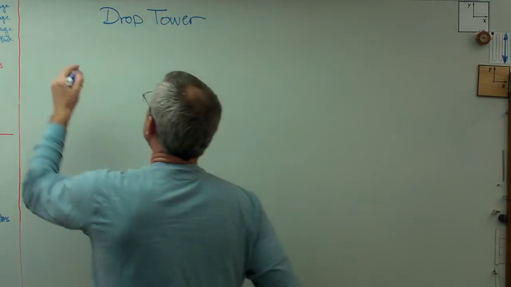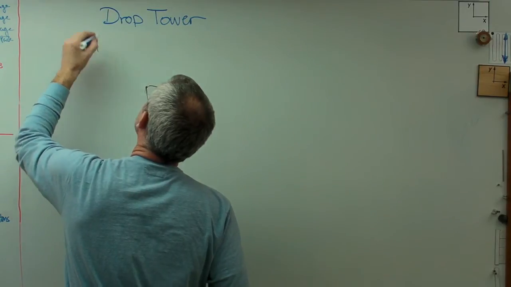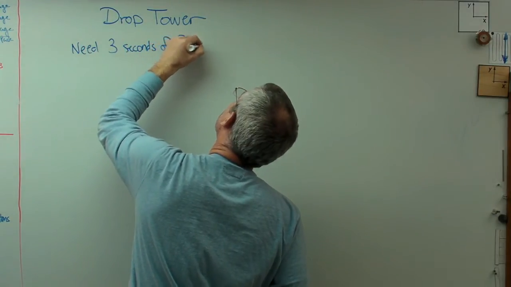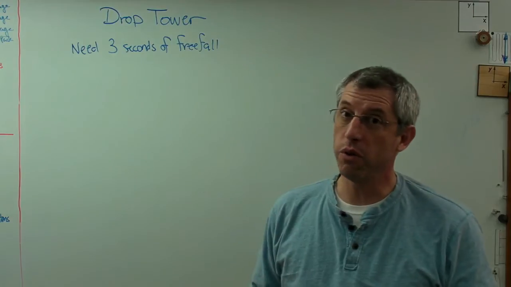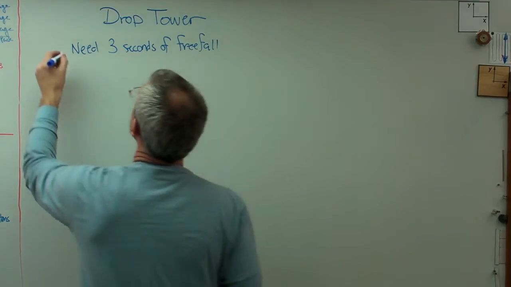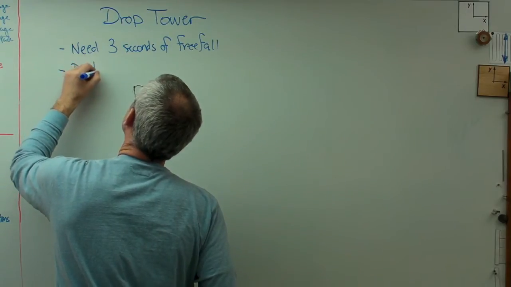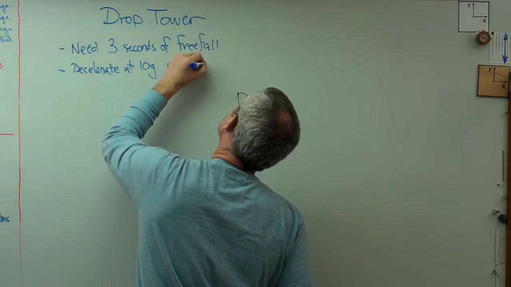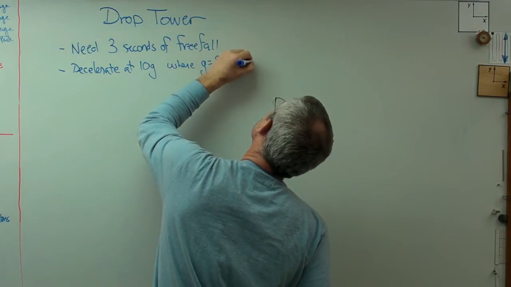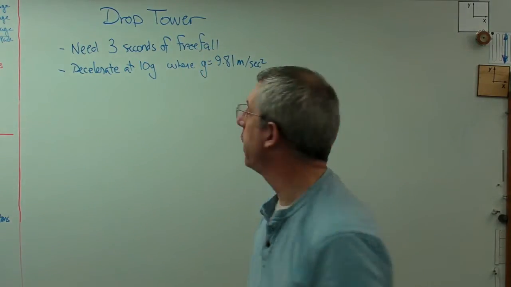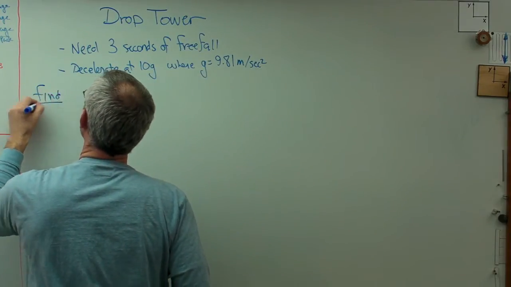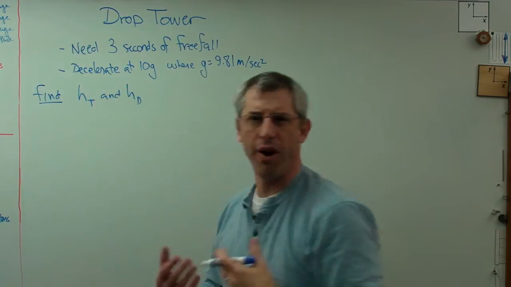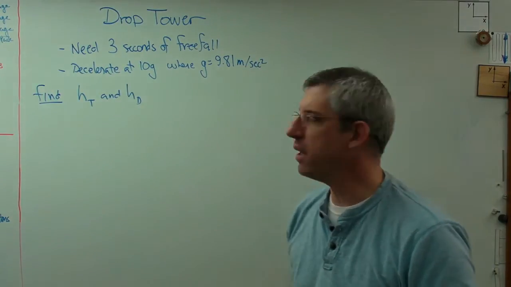Let's work this out. Let's say we need 3 seconds of free fall. We also don't want to destroy the payload in catching it. So let's say the payload can handle 10 Gs. So we decelerate at 10 Gs, where G equals 9.81 meters per second squared. Okay, so there we go. Let's find the height of the tower and the height of, let's call it the deceleration area.